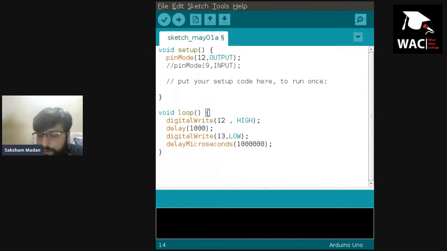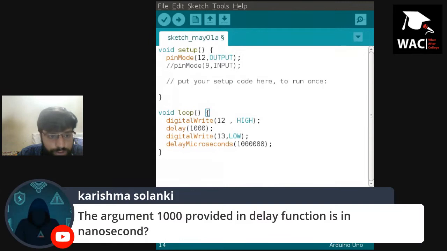The argument for a delay function in nanosecond. Okay, so I have a question over here. The argument 1000 provided in the delay function is in nanosecond? No, Karishma. The delay function uses a millisecond system, and delay microsecond uses the microsecond system.